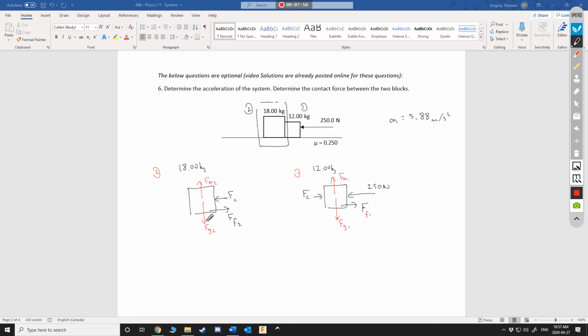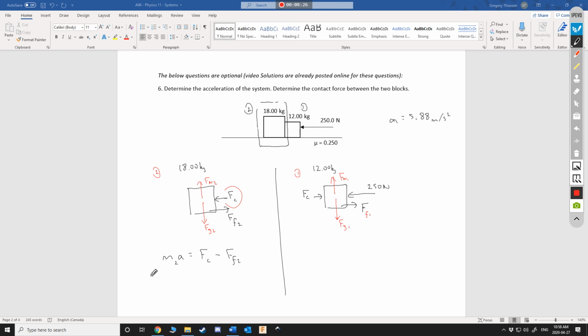So let's look at the 18 kilogram block. Okay, start with F equals ma. But now we're only looking at the 18 kilogram block. The 12 kilogram block doesn't exist right now. All we know is that 12 kilogram block is creating this contact force right here. So we have mass of object 2, the 18 kilograms, times the acceleration. We just found that. This block is accelerating at 5.88 meters per second squared. And the contact force is making it accelerate left, and it's being opposed by that friction force.